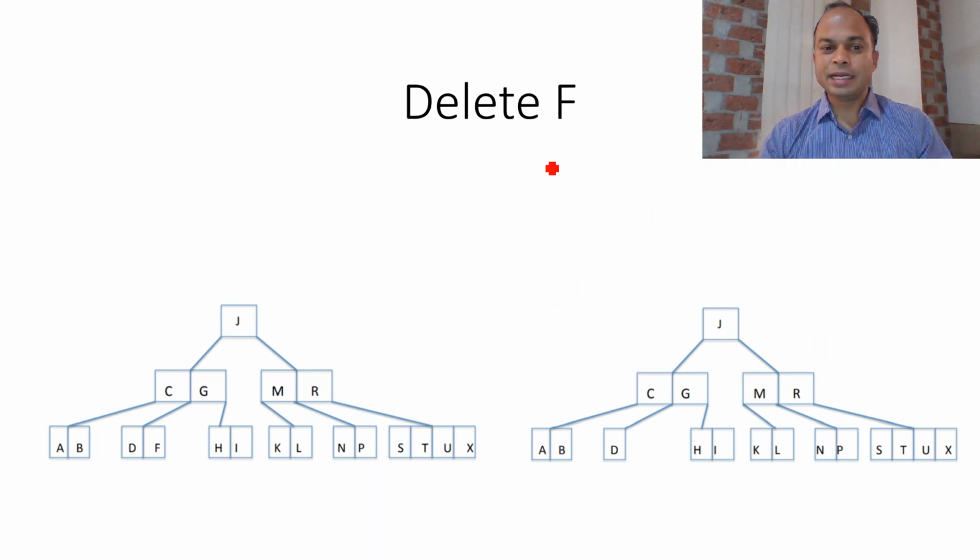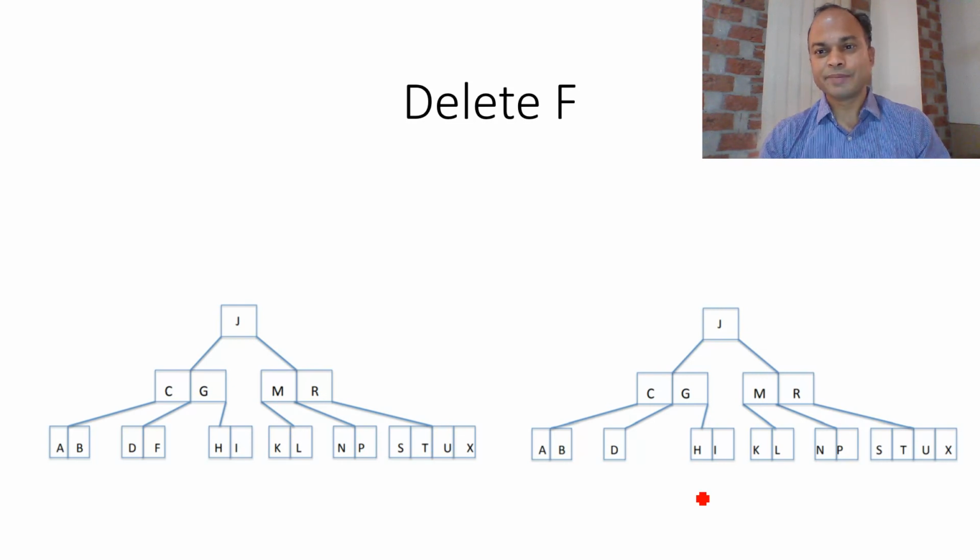Now, if you want to delete key F, and key F is deleted, we want to borrow from either the left neighbor or the right neighbor. Here the left neighbor consists of two keys. Borrow is not possible. The right neighbor further contains two keys. Borrow is not possible. If borrow is not possible, then we have only one solution.